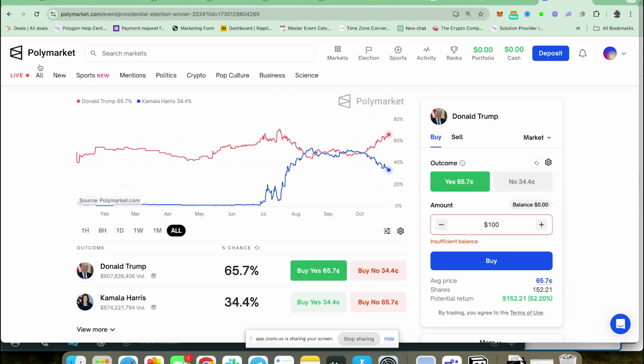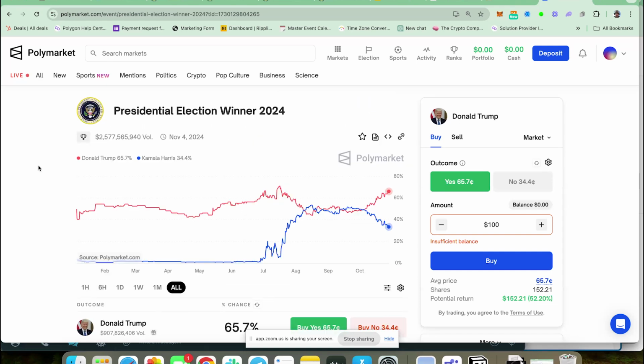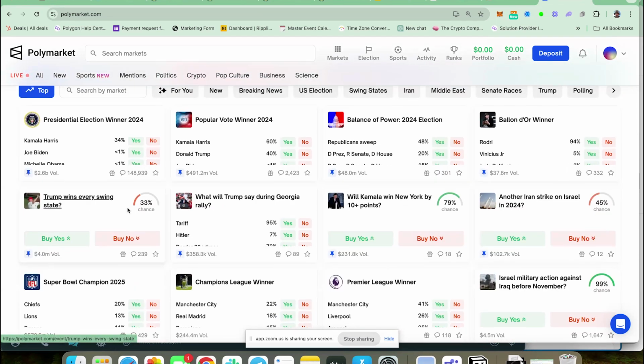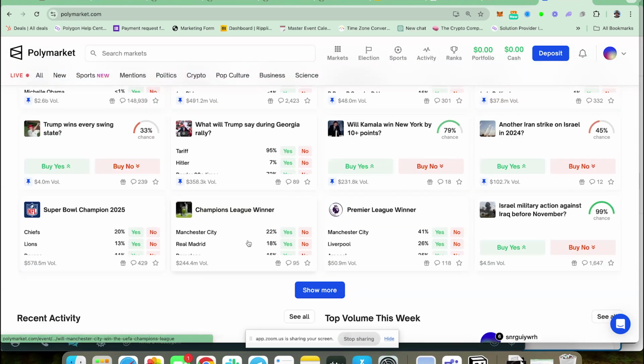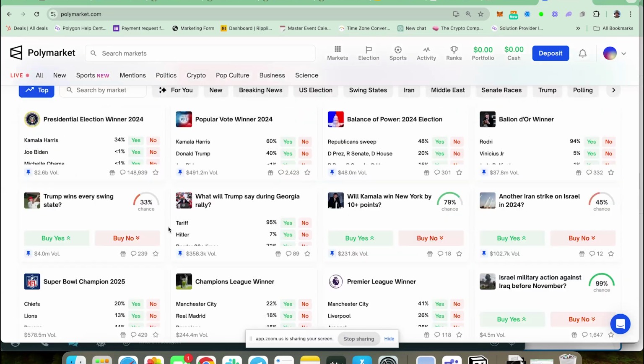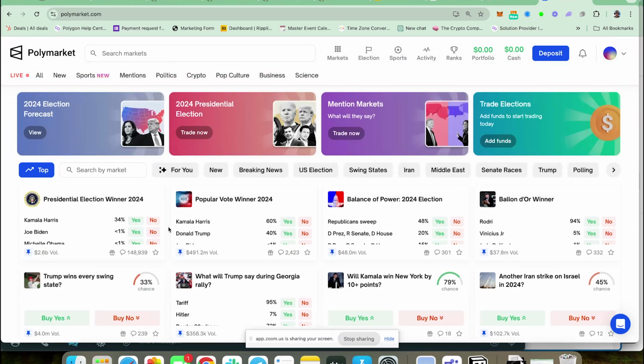Okay, so this is the biggest bet. It has moved more than $2.5 billion already. And the cool thing is that, as I said before, you can bet basically on anything. So it's on the presidential election, who is going to win the Ballon d'Or, if Trump is winning swing states, who's going to be the Super Bowl champion, Champions League winner, and so on. So basically, anything that can be put on a smart contract, you can bet on, okay?